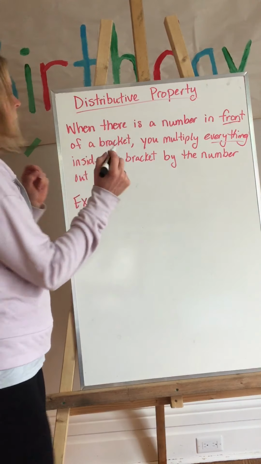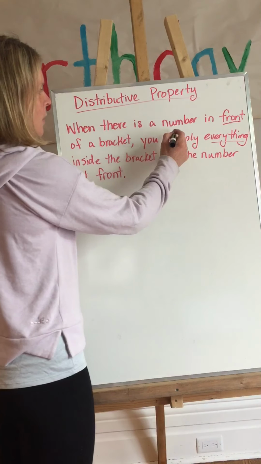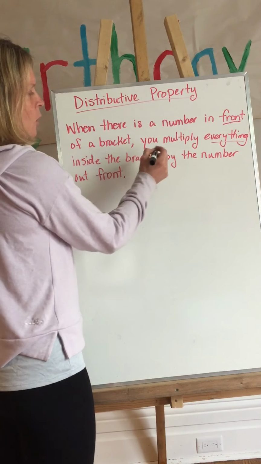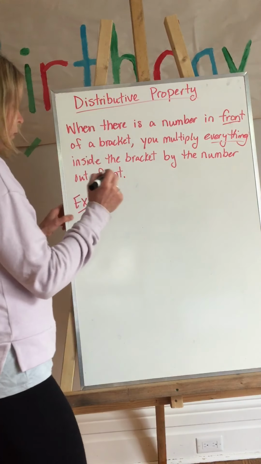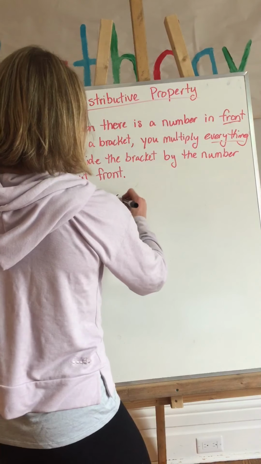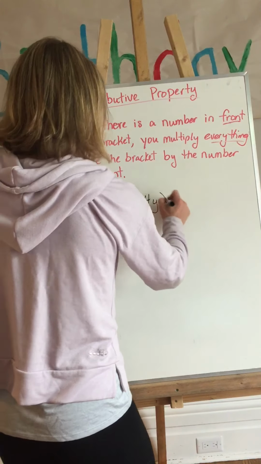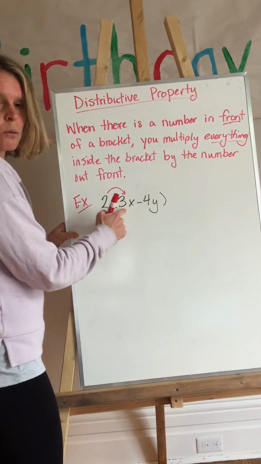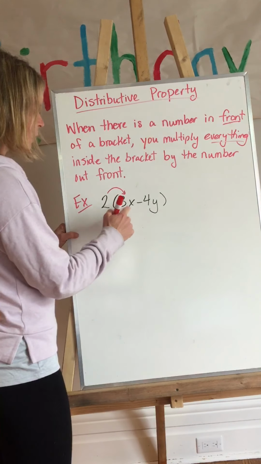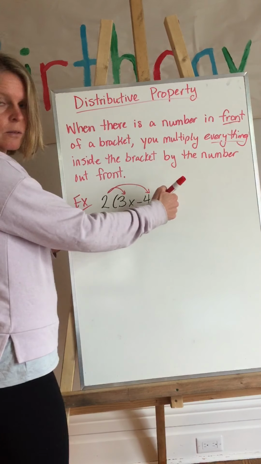So here's the rule. I'll read it, but it'll make a lot more sense when we do the examples. When there's a number in front of a bracket, you multiply everything inside the bracket by the number out front. For example, 2 times 3x minus 4y. What I recommend is you take that number that's out front and draw an arrow to everything inside the bracket. So here's the first term in the bracket, the second term. If there is a third term in the bracket, there would be another arrow, okay?